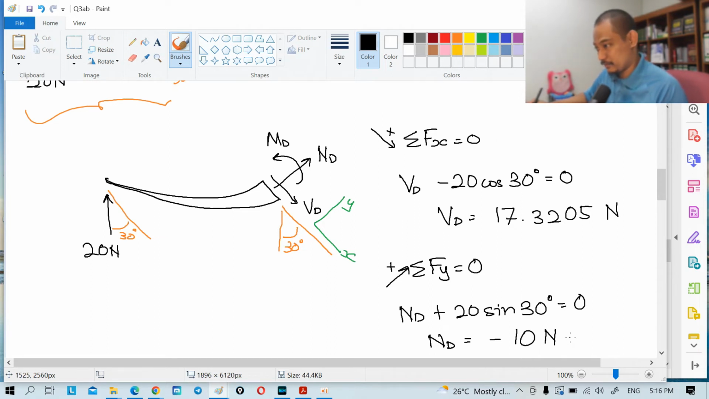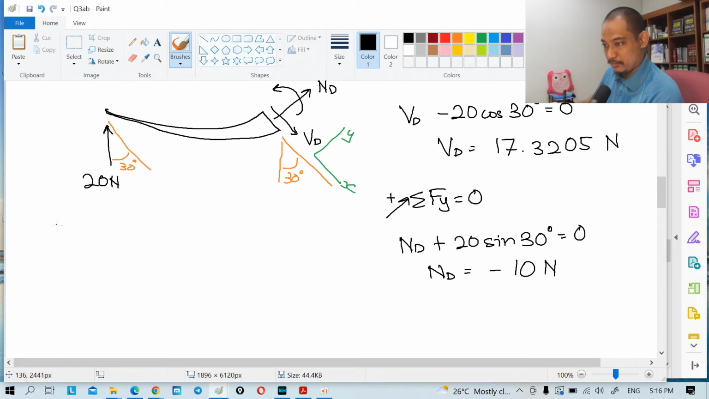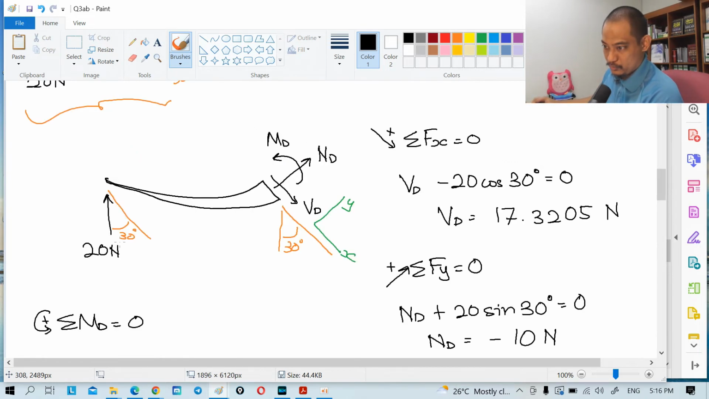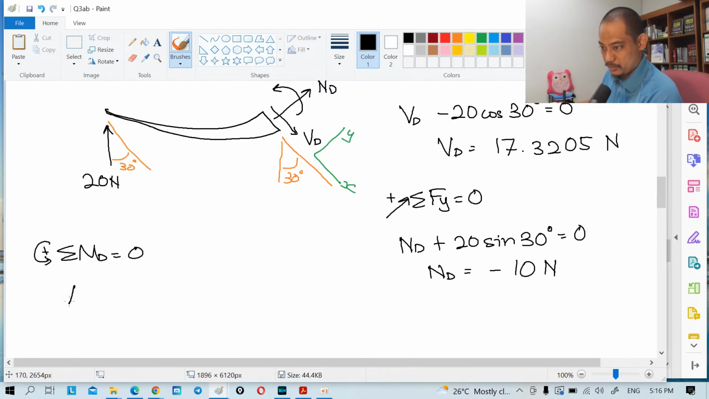10 Newton, yeah. Okay, and next is moment. Okay, interesting. So I'm using this side so that I can see the diagram. Summation of moment about point D equal to 0. Taking counterclockwise as positive, to be the same. So MD, and then minus. Okay, how to do this?